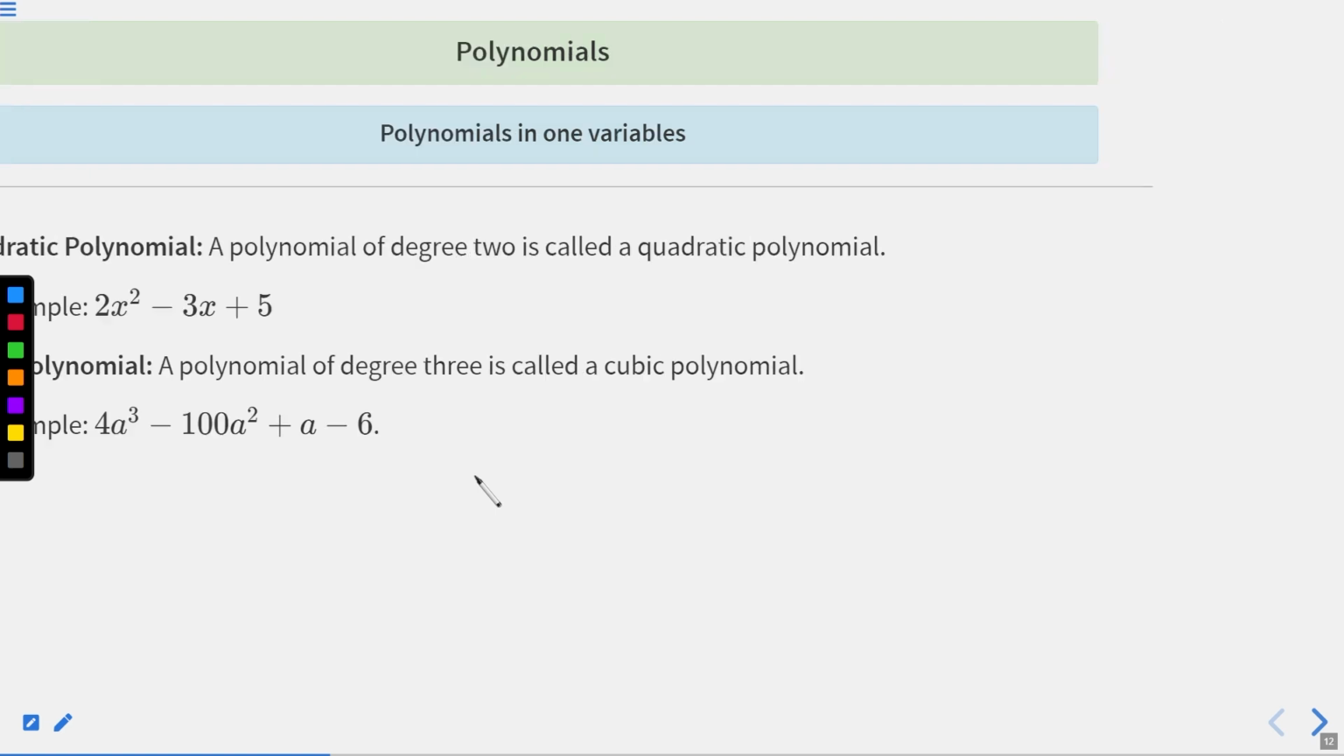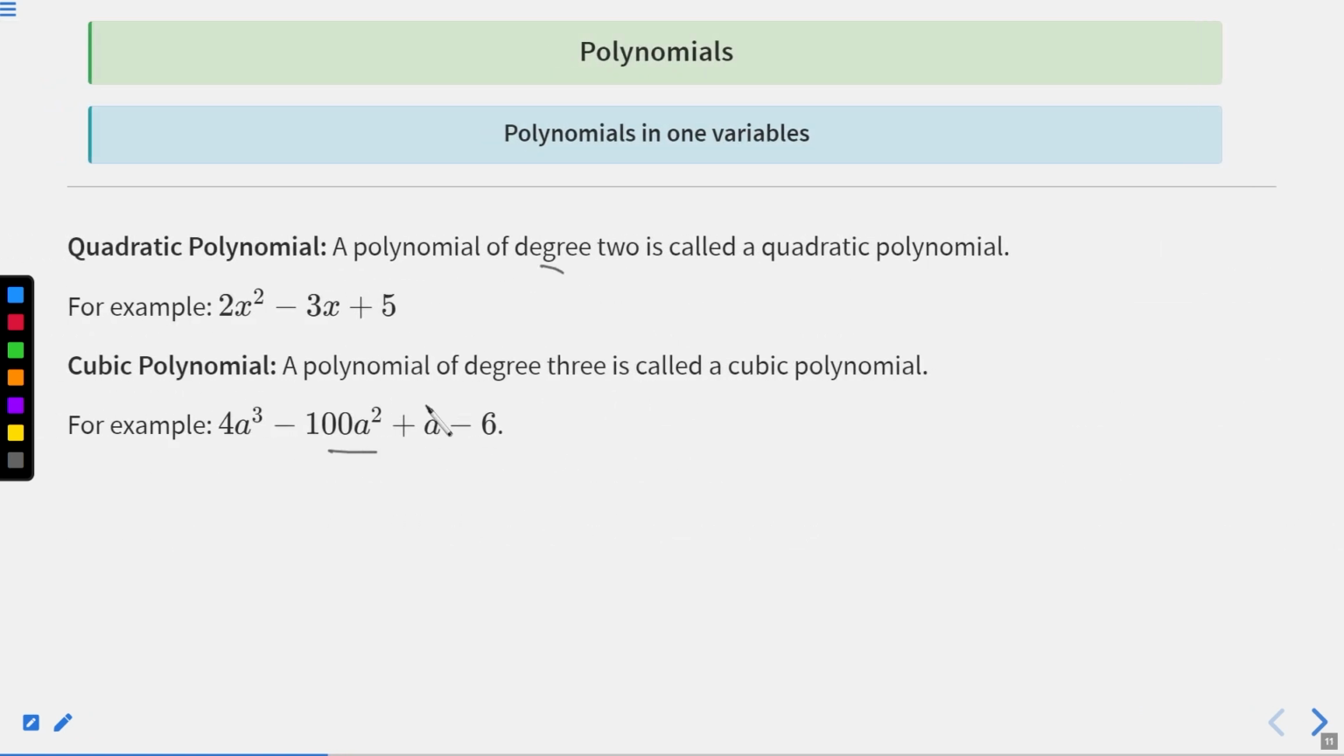Okay, so we have studied here classification of polynomials based on terms. Based on terms there are 3 types of polynomial: one is monomial, second is binomial, and third is trinomial. And based on degrees there are types of polynomials like linear polynomial, quadratic polynomial, and cubic polynomial.